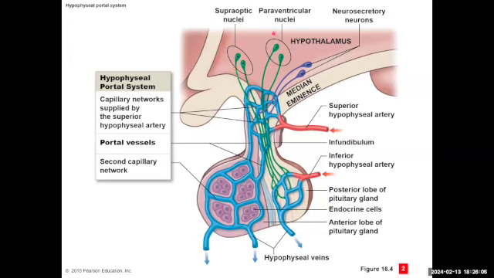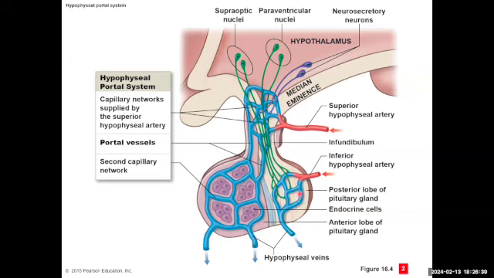Okay, and then we also have another nuclei here called the paraventricular nuclei. So as you can see, the supraoptic nuclei and the paraventricular nuclei, those axons kind of converge here in the infundibulum, in the stalk area. And then they travel to the posterior pituitary gland, also called the neurohypophysis, where they're going to release their hormones directly into the hypophyseal portal system that we just talked about.